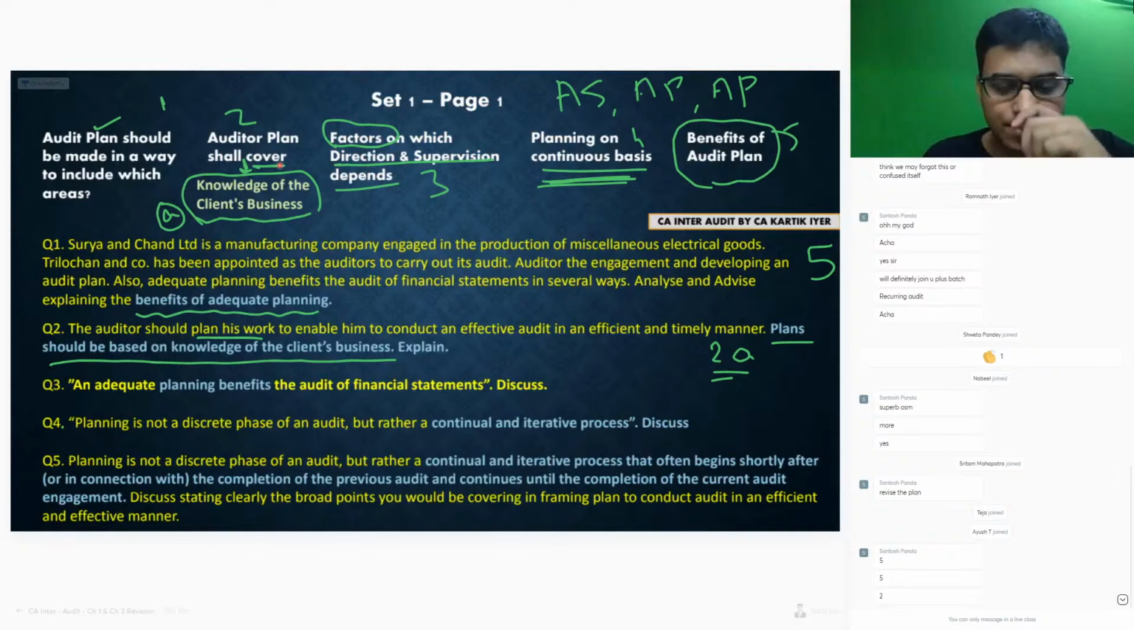Okay. Next is the adequate planning benefits. See this, adequate planning benefits. Again, tell me the answer fast.